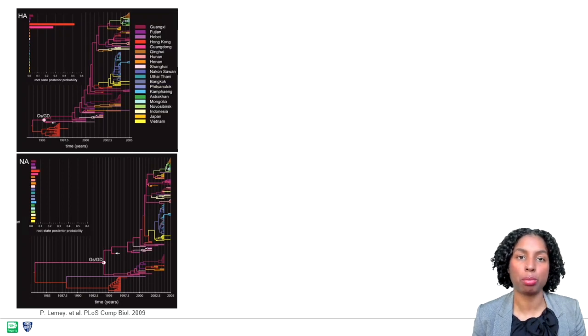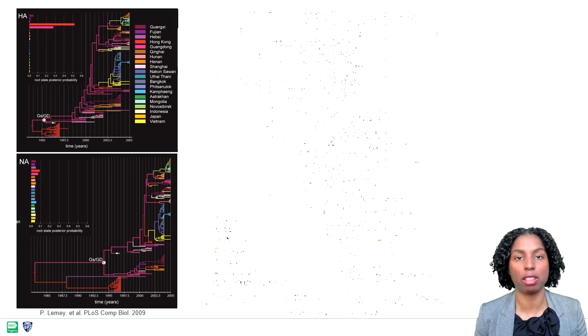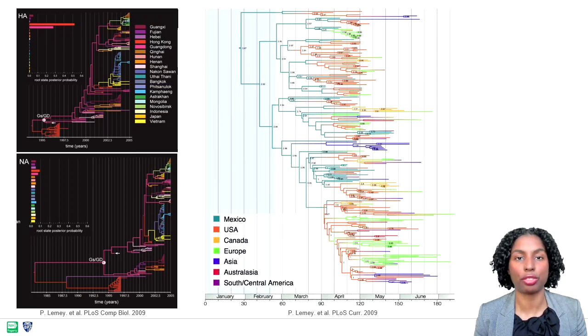The first time this approach was used was to reconstruct the phylogeographic history of avian influenza H5N1. One of the most prominent settings when this model was applied was to identify the origin of the H1N1 pandemic, showing that it emerged from Mexico in 2009.